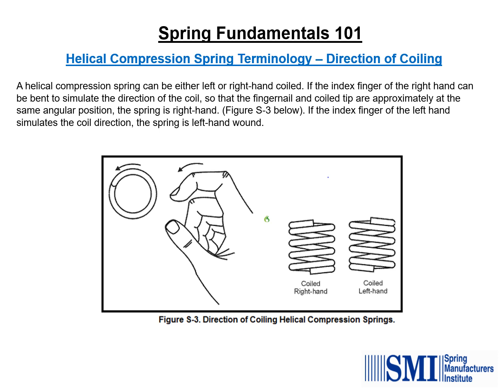Another way of saying it is if the coil direction of the spring is clockwise, the spring is right hand wound. If the coil direction of the spring is counterclockwise, the spring is left hand wound.